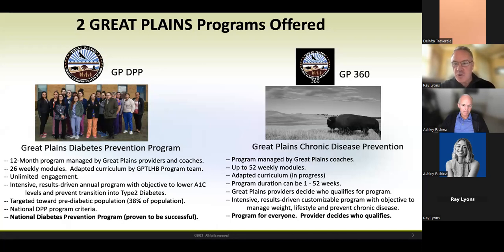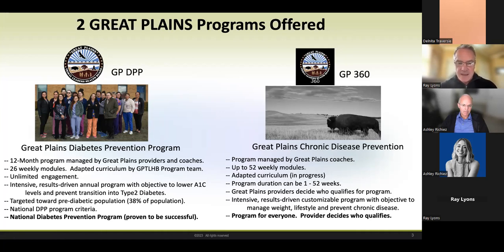The first program on the left, as you can see, is the National Diabetes Prevention Program, and this one will be branded the Great Plains Diabetes Prevention Program. It's a 12-month program, for those of you that are familiar or unfamiliar. But this will be unique because it'll be managed by Great Plains community members just utilizing this platform. It's made up of 26 modules that are presented over the course of 12 months.